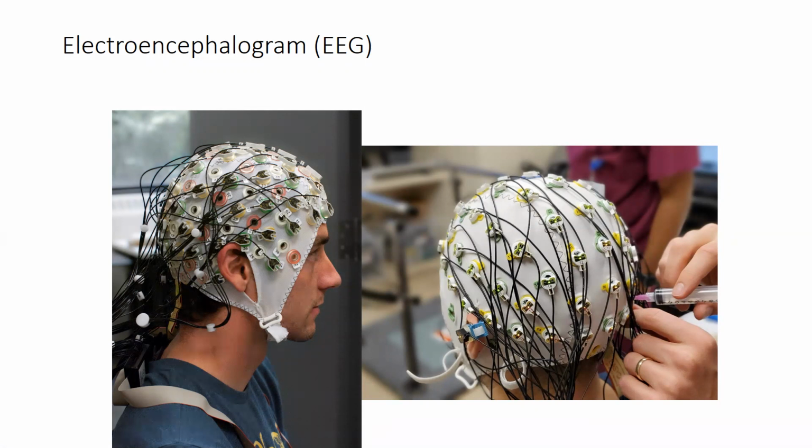Since brain cells communicate with each other through electrical impulses, EEGs are commonly used to help detect potential problems such as epilepsy and seizures.